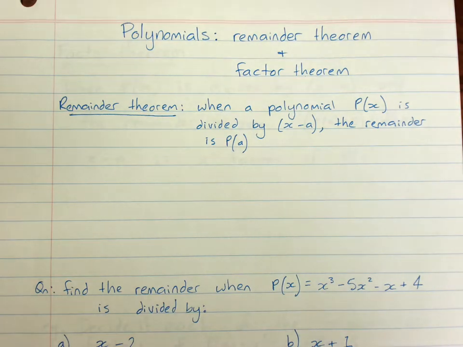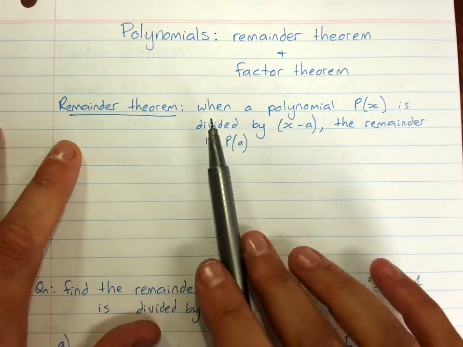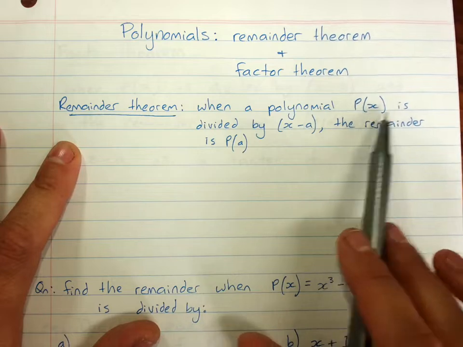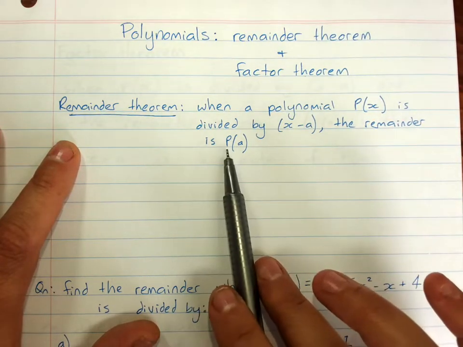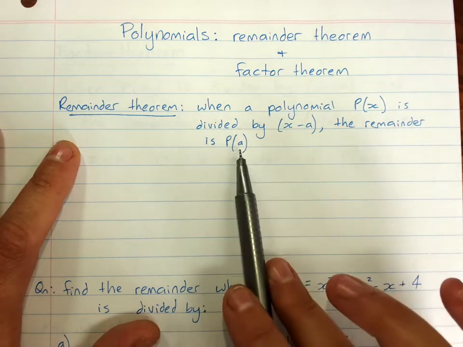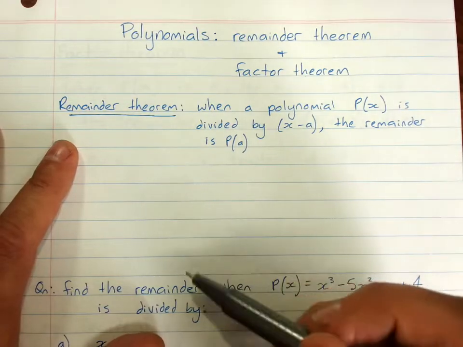Polynomials, we are looking at the remainder theorem and the factor theorem. So the remainder theorem states that when a polynomial p of x is divided by x minus a, the remainder is given by evaluating p of x for x equals a. Now let's unpack that a little bit.